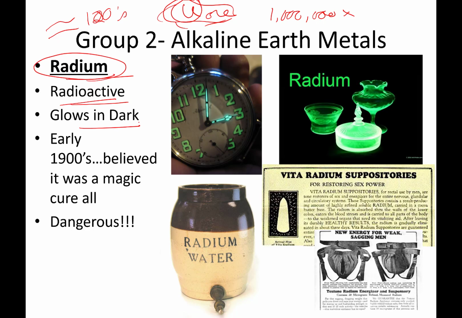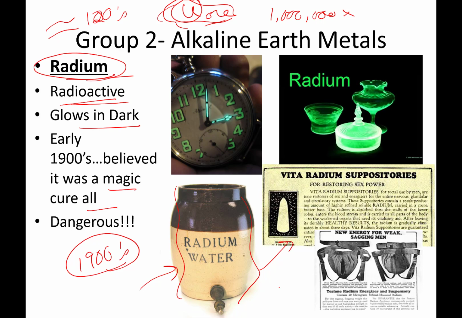For many years, for about the first half of the 1900s, people did not know it was dangerous, and because it was radioactive, could actually cause cancer. They thought it was kind of like magic, and it was in everything. They had jugs that were lined with radium so you could drink radioactive water. They had radium suppositories. Here's a radium belt to help men. Yeah, we're not even going there. We had dishes that contained radium that would glow in the dark.